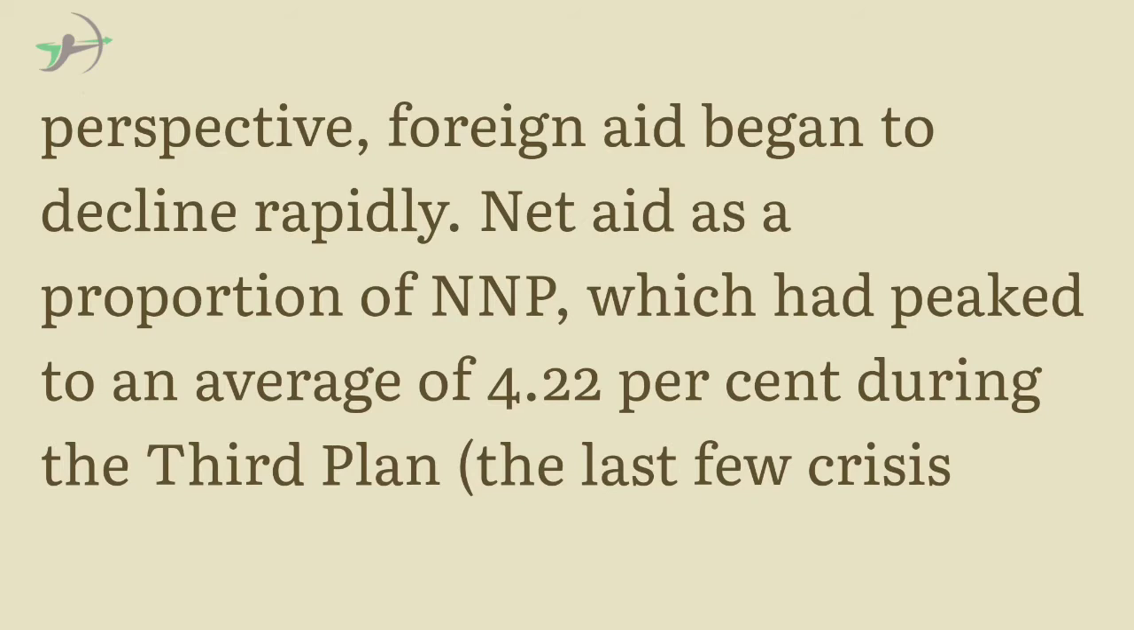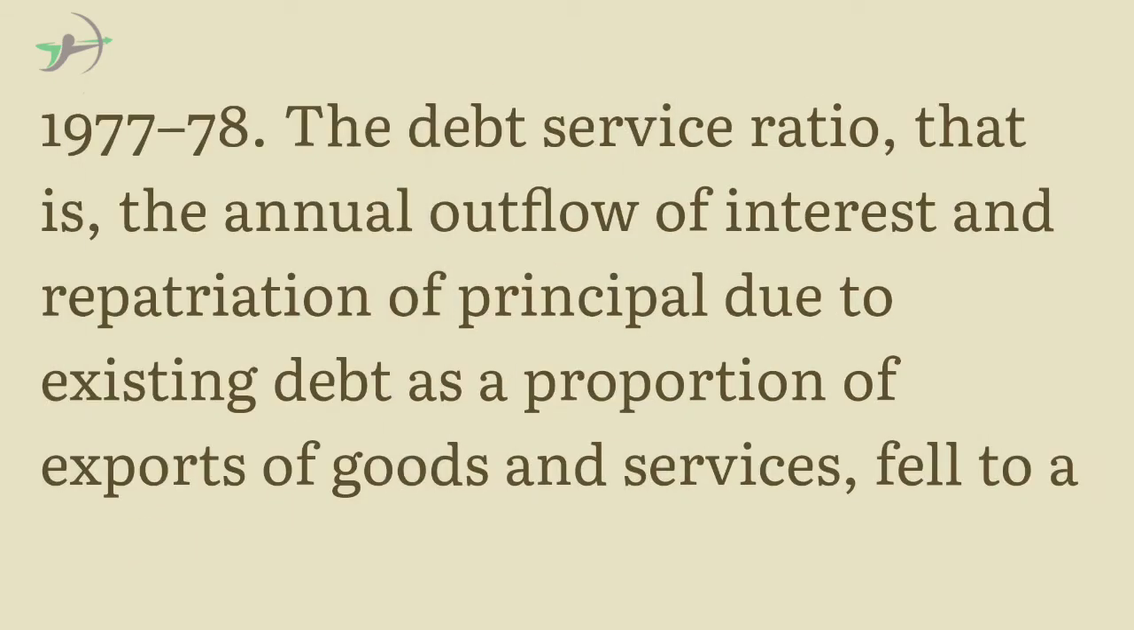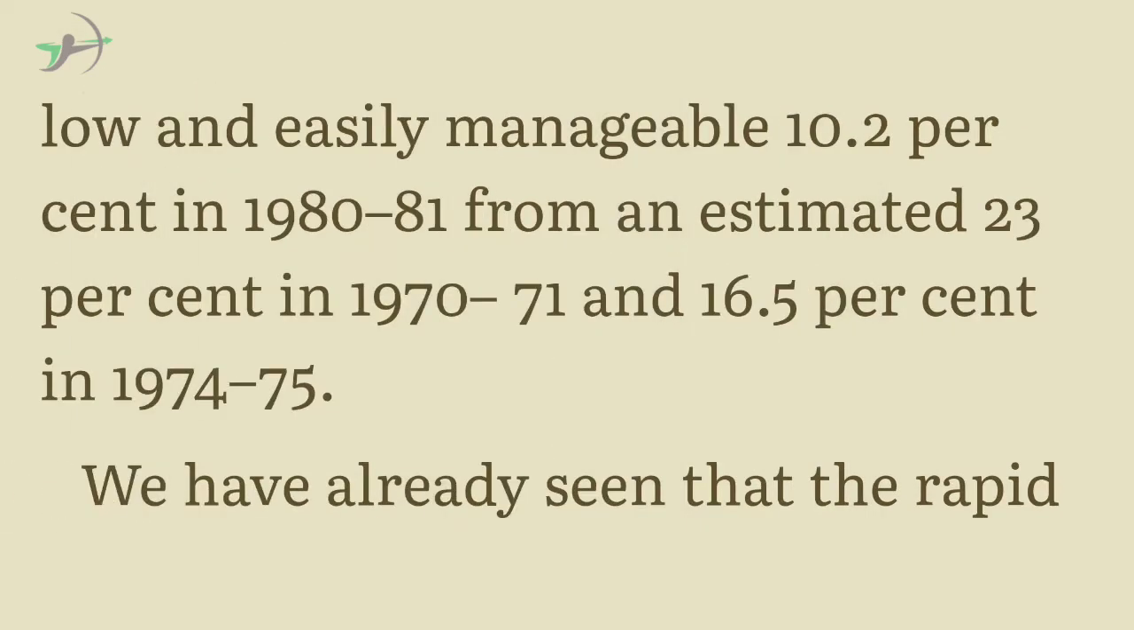Net aid as a proportion of NNP, which had peaked at an average of 4.22% during the third plan, came down to 0.35% in 1972-73 after the last few crisis years of the plan, and rose only slightly after the 1973 oil crisis, but yet averaged not more than 1% of NNP till 1977-78. The debt service ratio, that is, the annual outflow of interest and repatriation of principal due to existing debt as a proportion of exports of goods and services, fell to a low and easily manageable 10.2% in 1980-81 from an estimated 23% in 1970-71 and 16.5% in 1974-75.